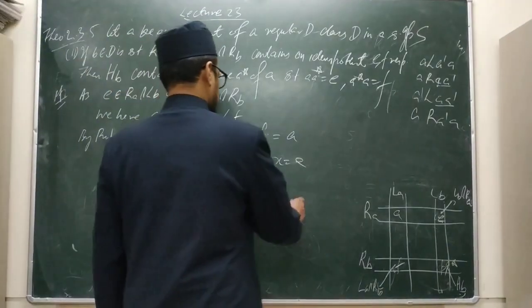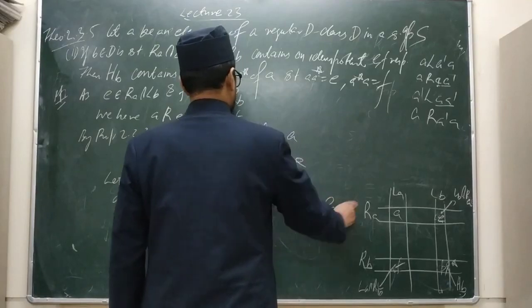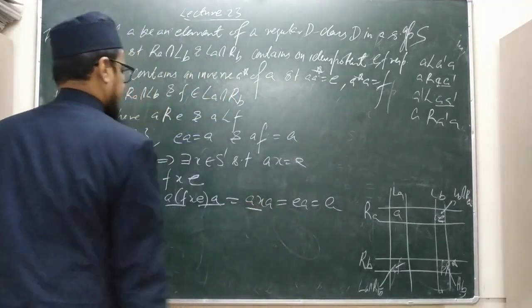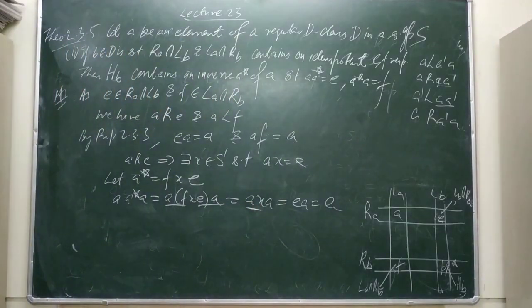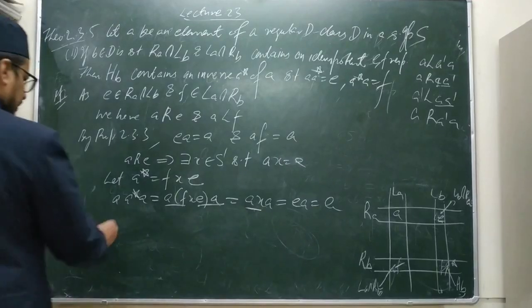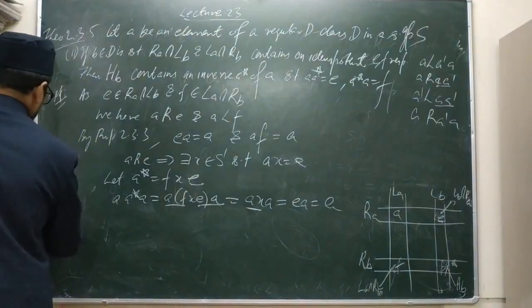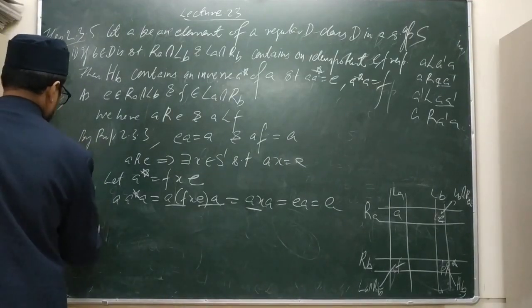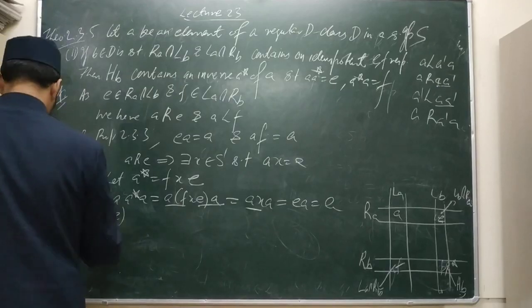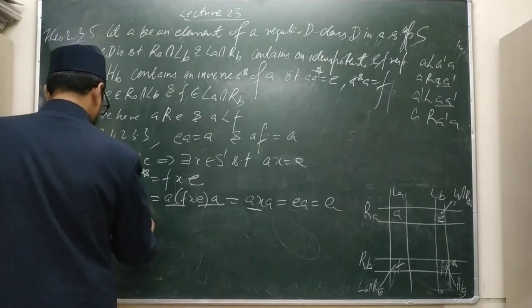AXA is what? EA, and EA is what? A. AX is what? E, and EA is what? A. So in this way we have proved this. Now calculate A star A star. So it is what? FXE, A into FXE.